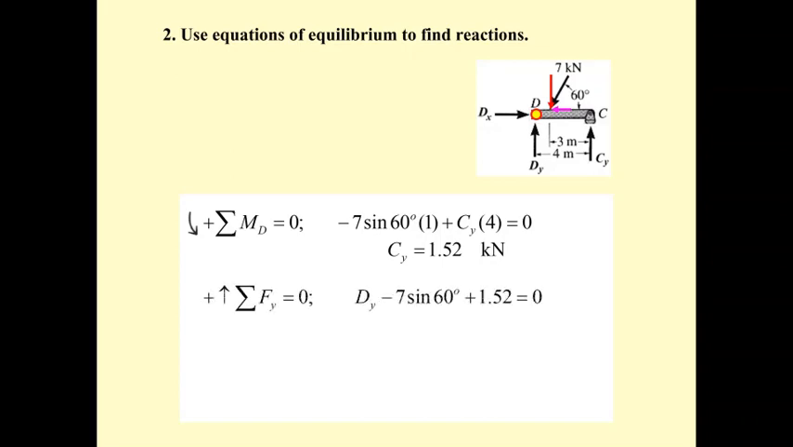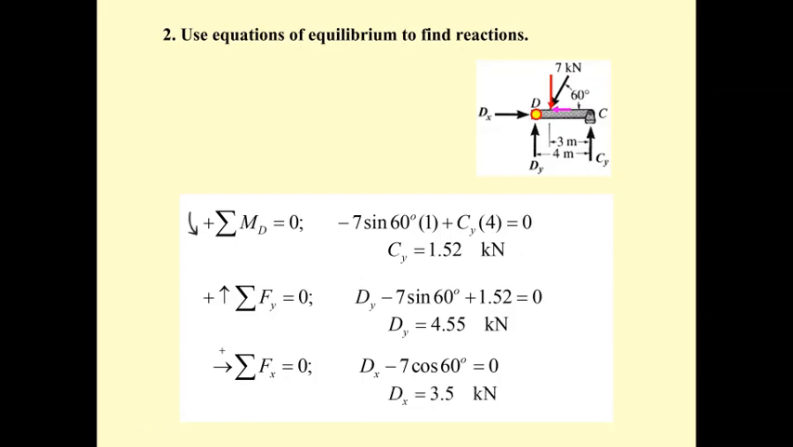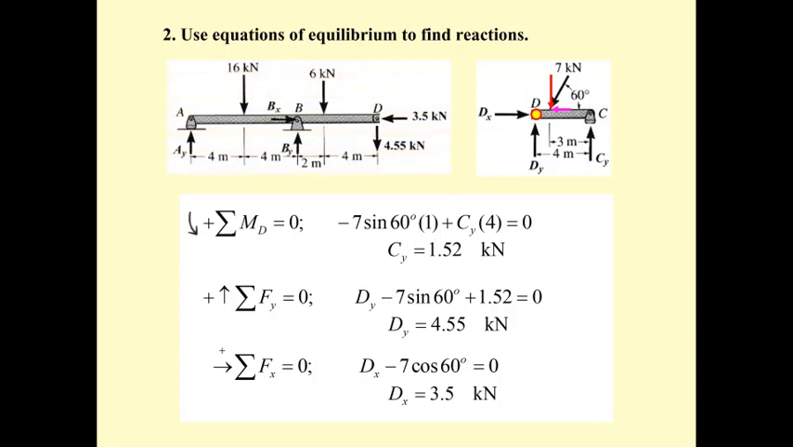And then summation of F sub y equal to 0: D sub y plus 1.52 minus the red force. This is 7 sine 60. And then you get D sub y of 4.55. And for the D sub x, the blue force is 7 cosine 60 degrees. They are in opposite direction, so the D sub x is 3.5. When you have the D sub x and D sub y, put them into the portion ABD. So this is 3.5 and this is 4.55.